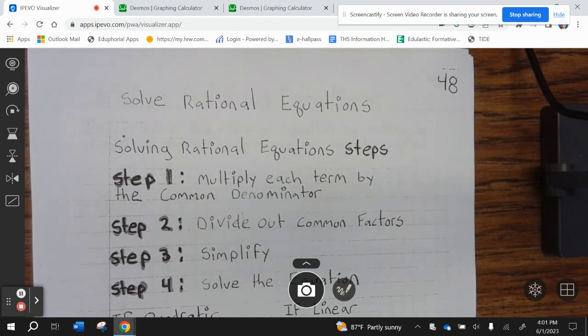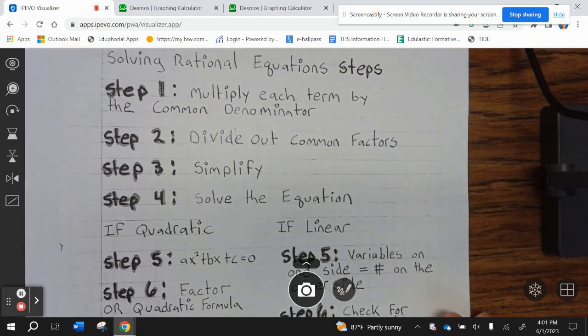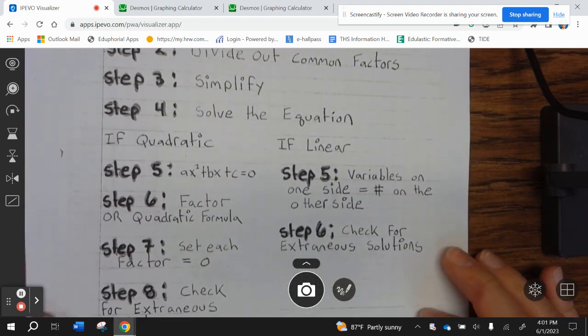Okay, so we're going to journal page 48. Solve rational equations. Solving rational equations steps. Step 1, multiply each term by the common denominator. Step 2, divide out common factors. Step 3, simplify. Step 4, solve the equation.